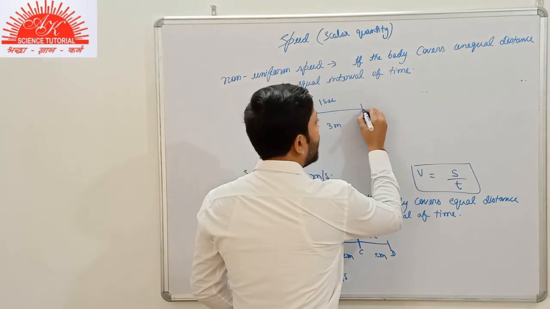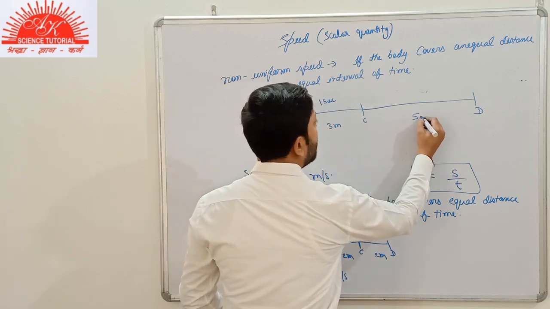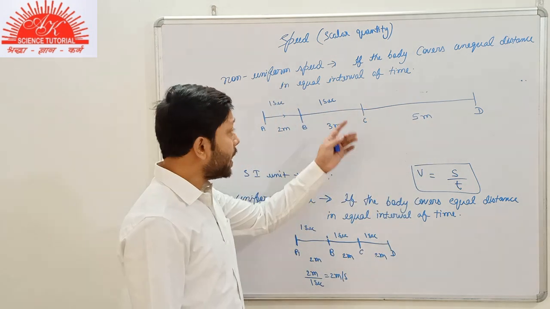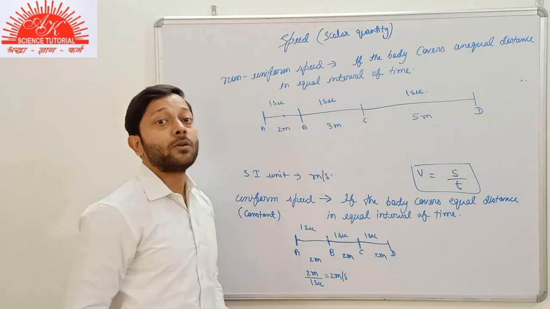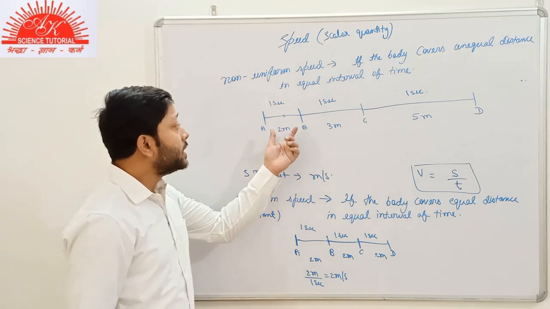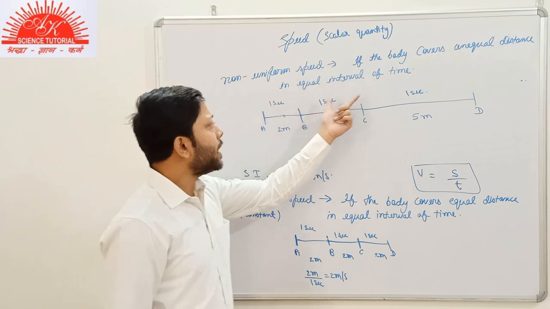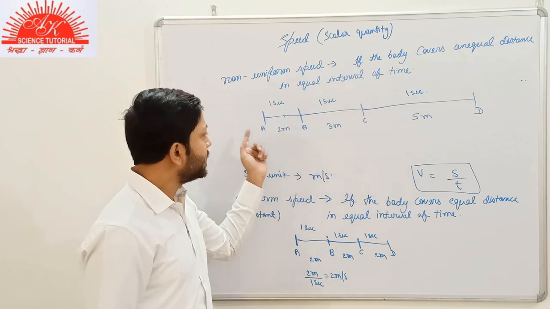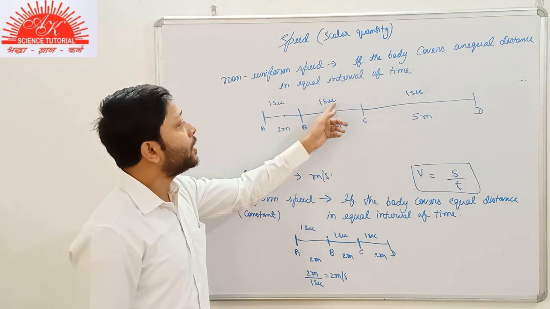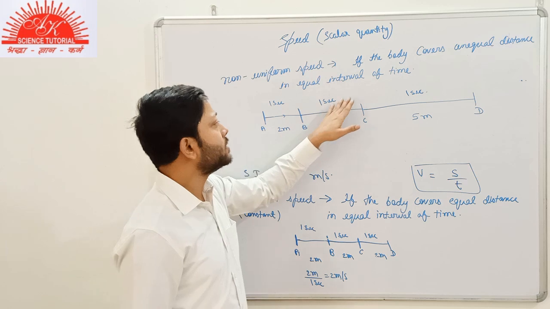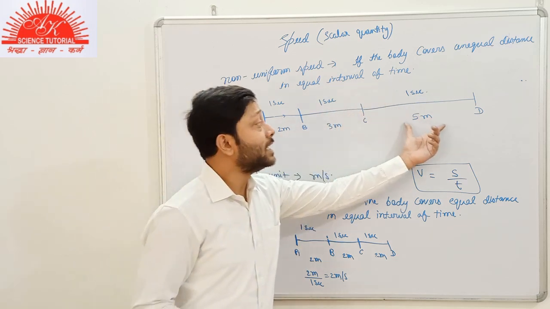Then again, I come from point C to point D, and this time I covered a distance of 5 meter when I move from C to D, and then again the time taken by me was 1 second. What do we observe here? The distance covered by me is different, but the time interval when I am moving from A to B, B to C and C to D is always the same, 1 second, 1 second, 1 second. But what is different here? The speed. The speed is different.